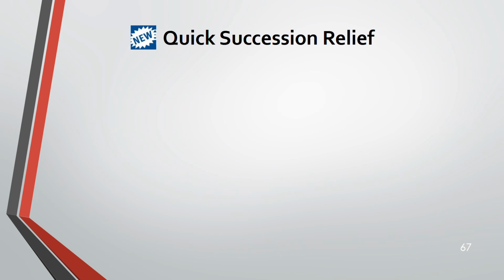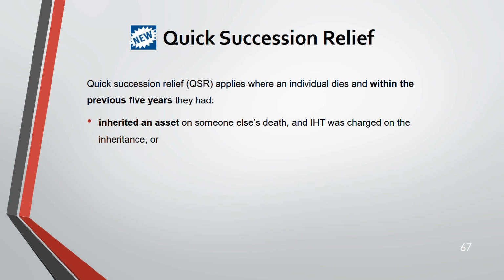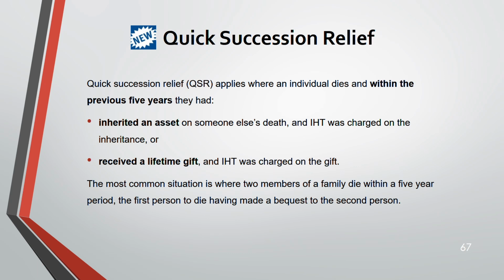Next is quick succession relief. Quick succession relief applies when an individual dies. This is new for ATX, it was not there in taxation, so I will go a little slow. It means when an individual dies and within the previous 5 years they had inherited an asset on someone else's death. That means there are two deaths, one after the other. During that time, they inherited an asset and IHT was charged on the inheritance, or received a lifetime gift and IHT was charged on the gift. The most common situation is where two members of a family die within a 5-year period, the first person to die having made a bequest to the second person.